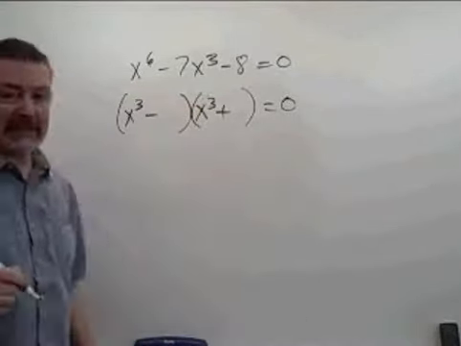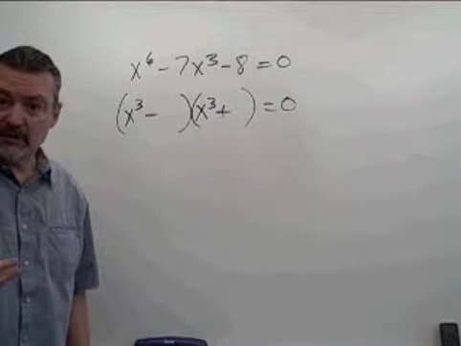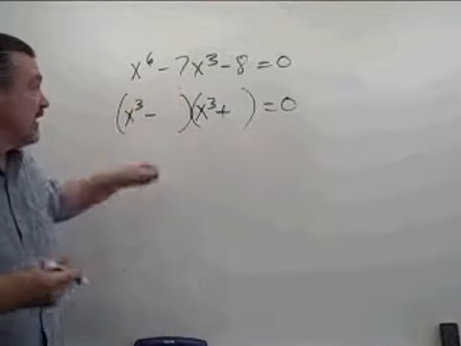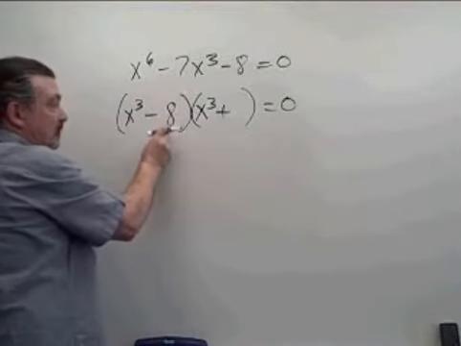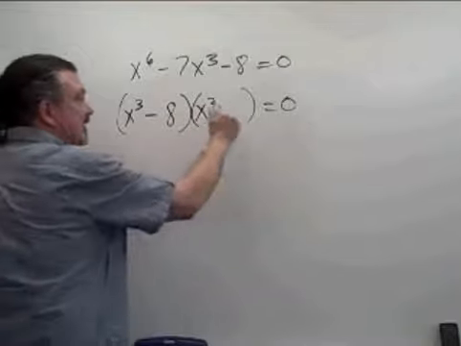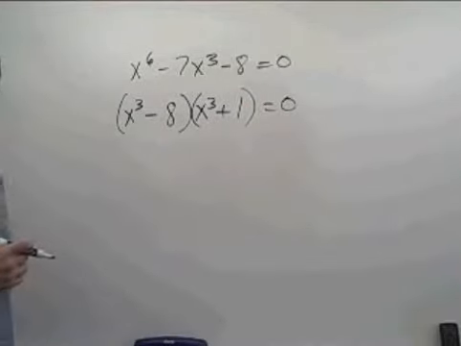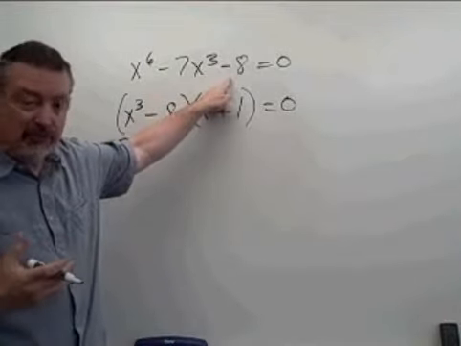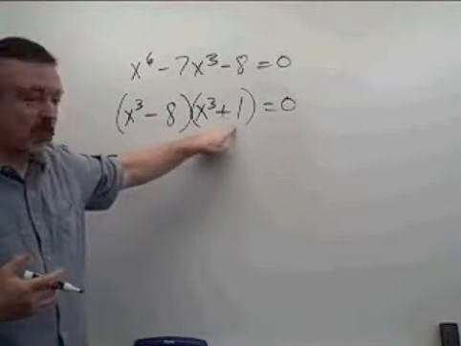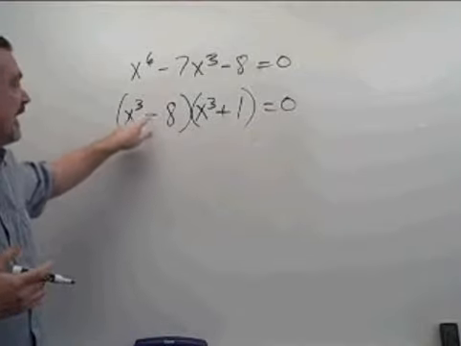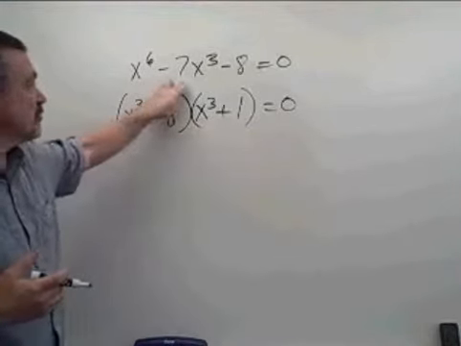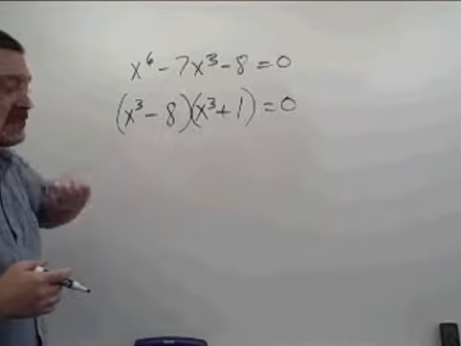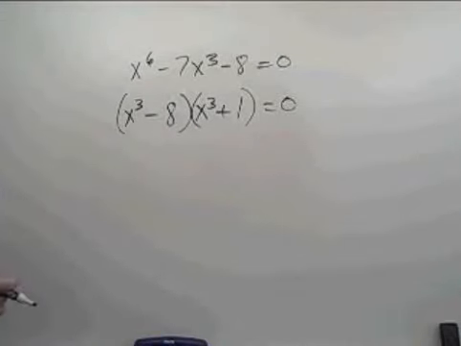And then how can I make an 8? Well, either a 2 and a 4, or a 1 and an 8. And a 1 and an 8 could make a 7, couldn't it? And since I want minus 7, I'll put the minus with the 8 and the 1 with the plus. So that will give me minus 8 for the LOFOIL. It would give me plus 1x cubed and minus 8x cubed, which would combine to minus 7x cubed. So this indeed is the factorization of that original trinomial.